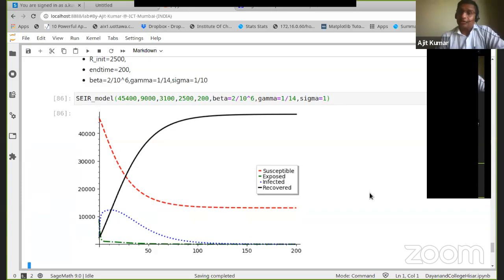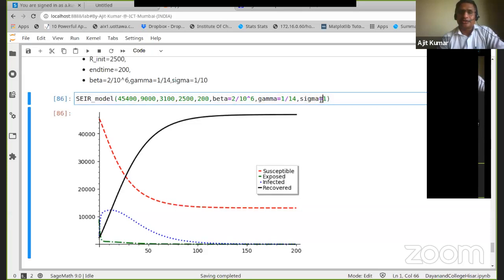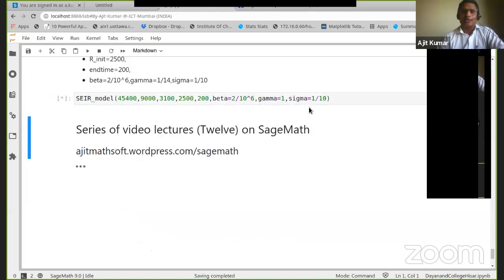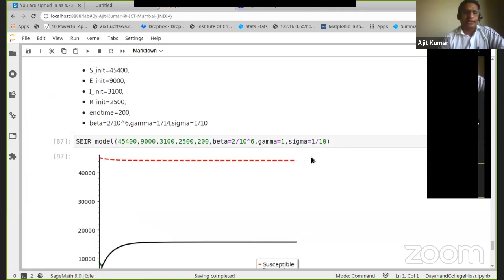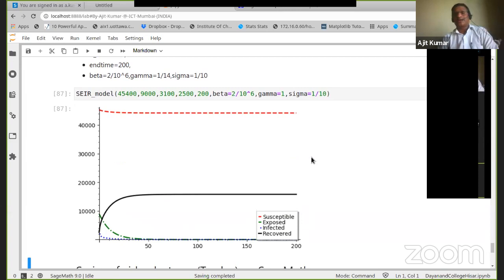Now, of course, as a mathematics student, you have to find out why such things are happening, right? But graphically, you can very easily compute using these tools. Let me keep this as 1 by 10, and instead of 1 by 14, I make gamma equal to 1, and then again you see this is a drastic change in the nature of the solution. Why such things are happening can be very easily explained using these kinds of tools.